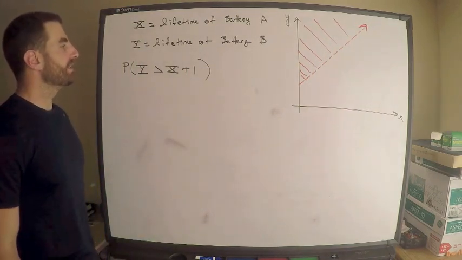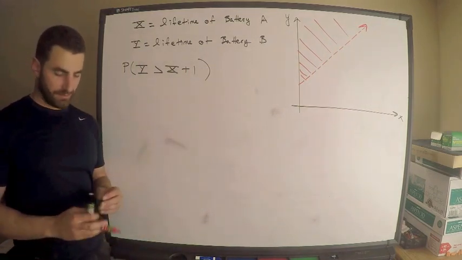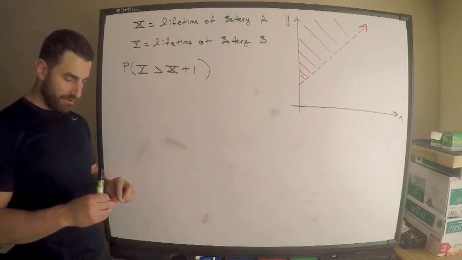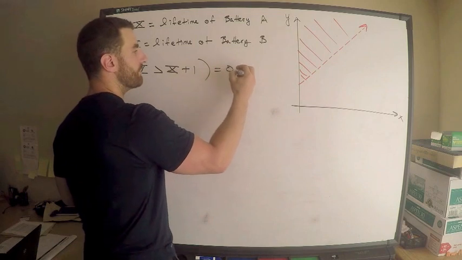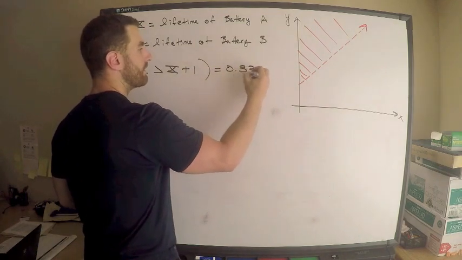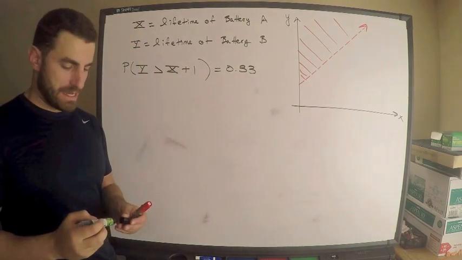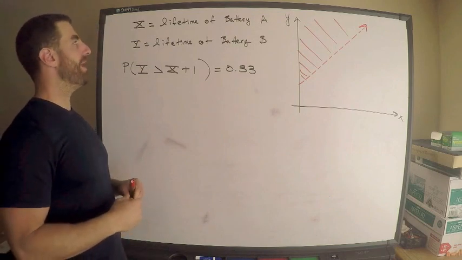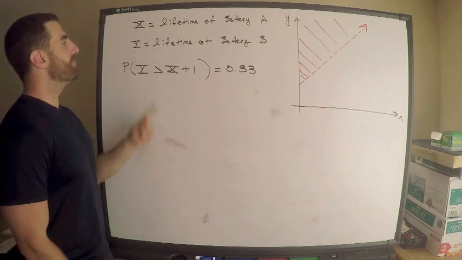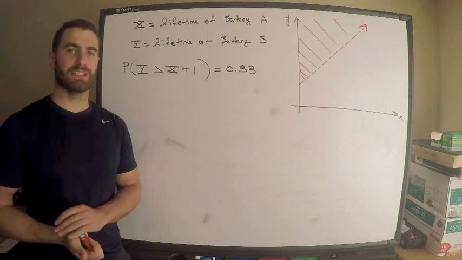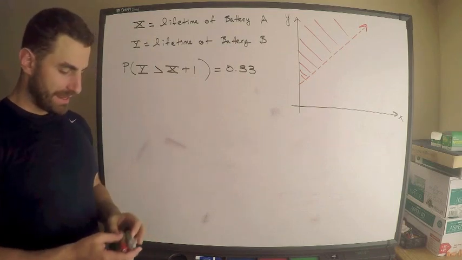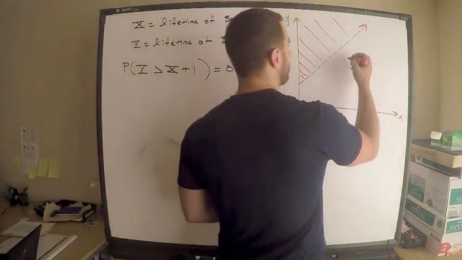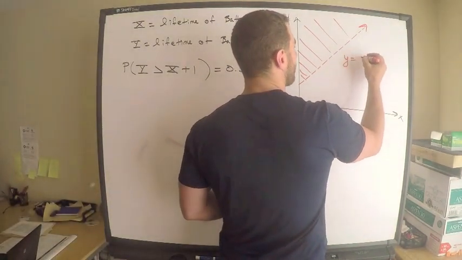And actually, come to think of it, they tell me what this probability is. This is not actually what we're after. This is equal to 0.33. We want to calculate M. What is M? M is the mean, the expectation of X and Y. They're both exponential, and they both have the same mean.